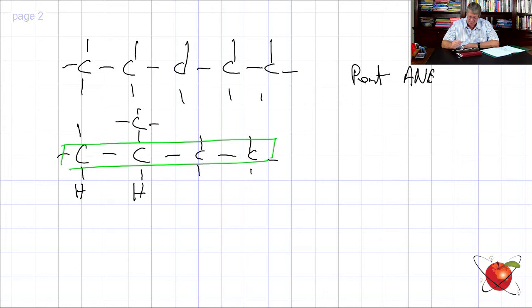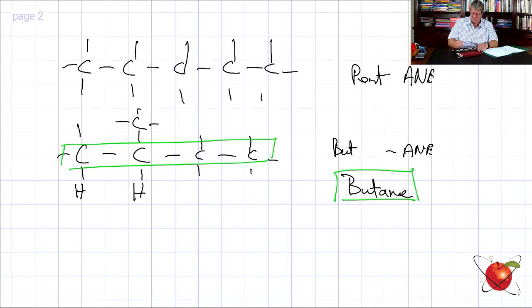Second, it's all single bonds, so it is an ane. The next step is to say, there are 1, 2, 3, 4 in the longest, so it's meth, eth, prop, but. Butane. So this is basically a butane. The green part is the butane, but it's got something stuck onto it. These I did in blue. This we call a side chain.